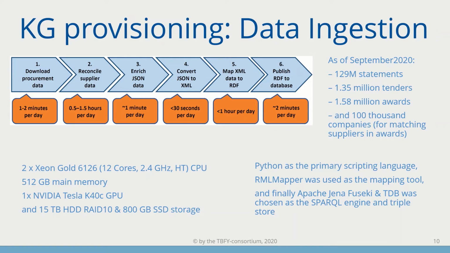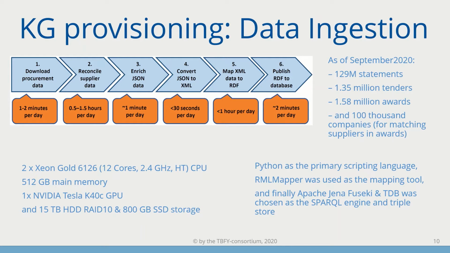We first start by downloading procurement data from OpenOps. Then we match suppliers appearing in procurement data against companies provided by OpenCorporates and download matching companies. We enrich JSON data with identifiers and convert JSON files to XML due to limitations in JSON path. We map XML data to RDF based on two ontologies, one for representing company data and one for representing procurement data. We published RDF data to database.